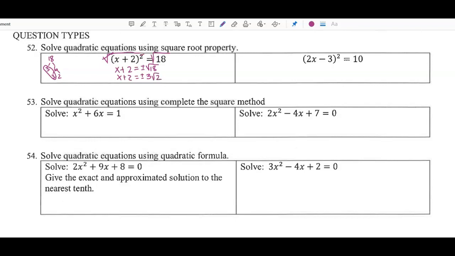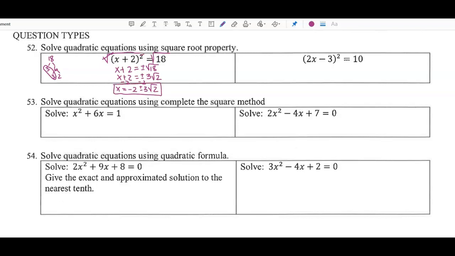Right. And now we need to move that 2 over to get x by itself. So if I subtract 2 over, then remember I put that in front of the plus or minus sign. So I get x equals negative 2 plus or minus 3 square root of 2. And then that would be your answer.